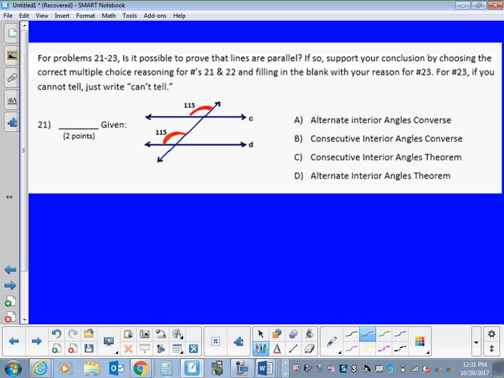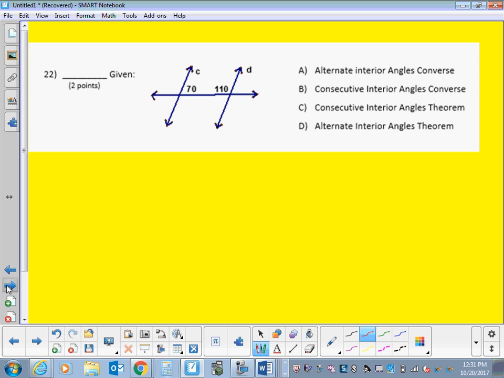No, let's skip this one. Put an X over it. Put an X on 22 as well.